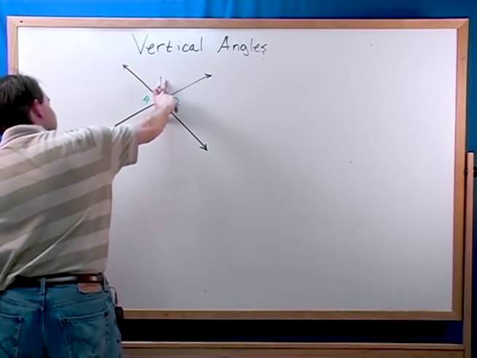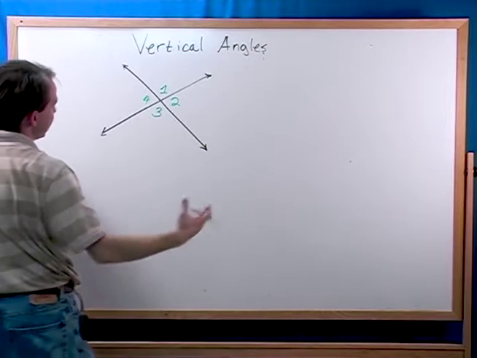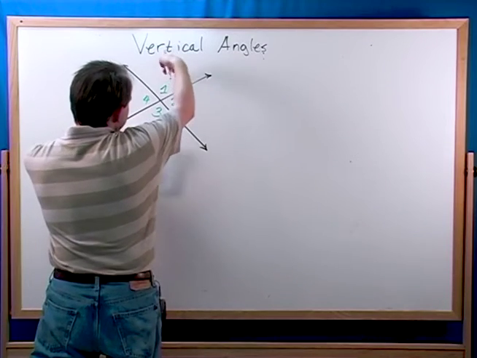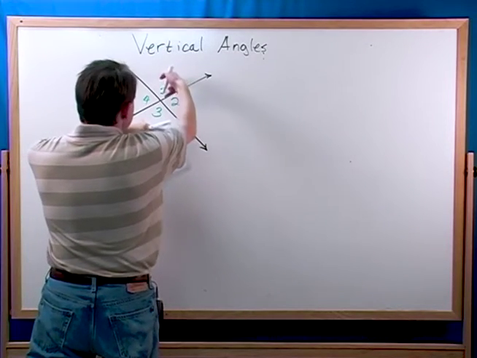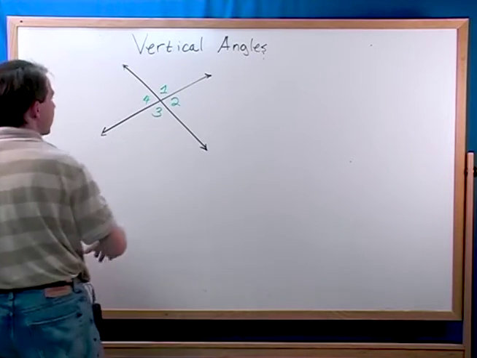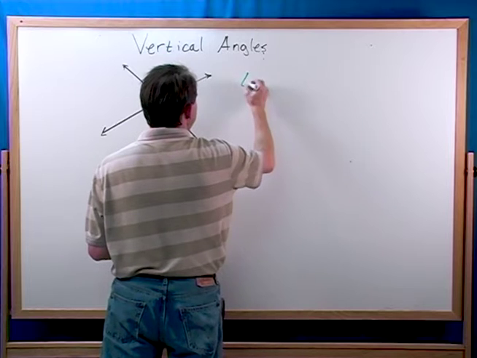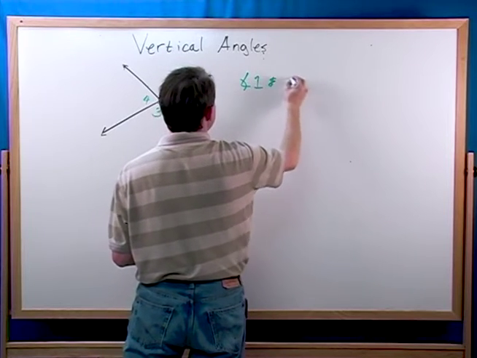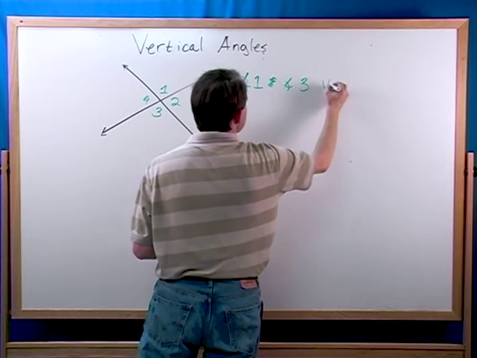The angles that are opposite each other are called vertical angles. I guess they call it that because they're kind of opposite each other. So you can sort of think of them as opposite angles, vertical angles. So 1 and 3 are vertical, and 2 and 4 are vertical. So I'm going to write that down. Angle 1 and angle 3 are vertical.